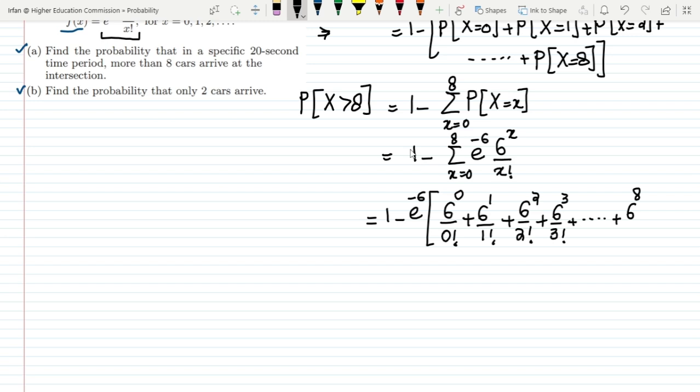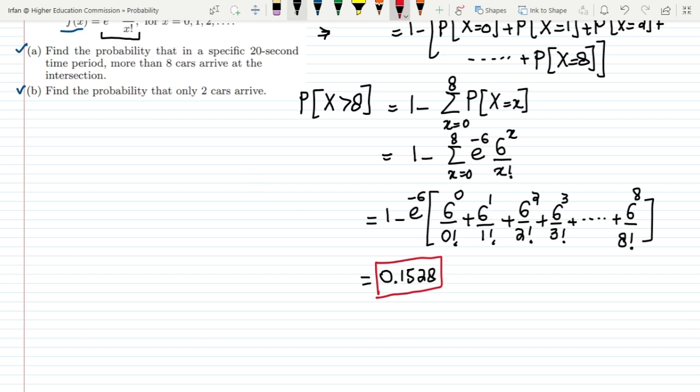up to 8, because x is equal to 8 and these are values from 0 to 8. So, here I will have 8 factorial. Okay. So, this is what we have. Now, adding them all together and then subtracting it from 1, what I will get? I will get 0.1528, and that is basically the answer of part A of my question. So, that is the solution of part A.